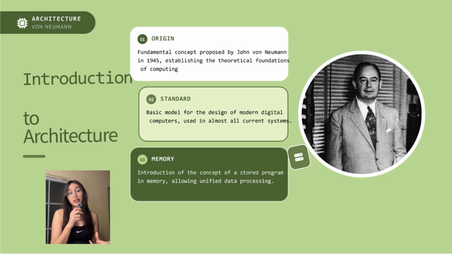The von Neumann architecture was proposed in 1945 by John von Neumann. Basically, this model establishes the foundation of modern computing, and it is still used in most computer systems today. One of its most important ideas is that both data and instructions are stored in the same memory. This made computers more flexible and easier to program.